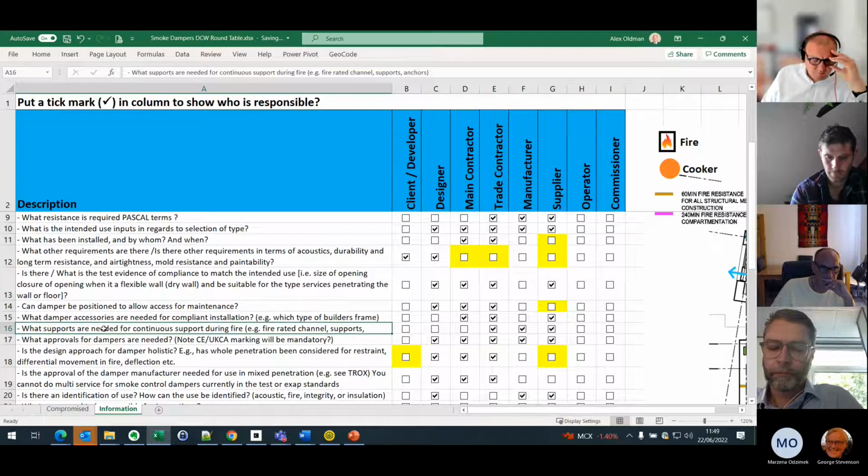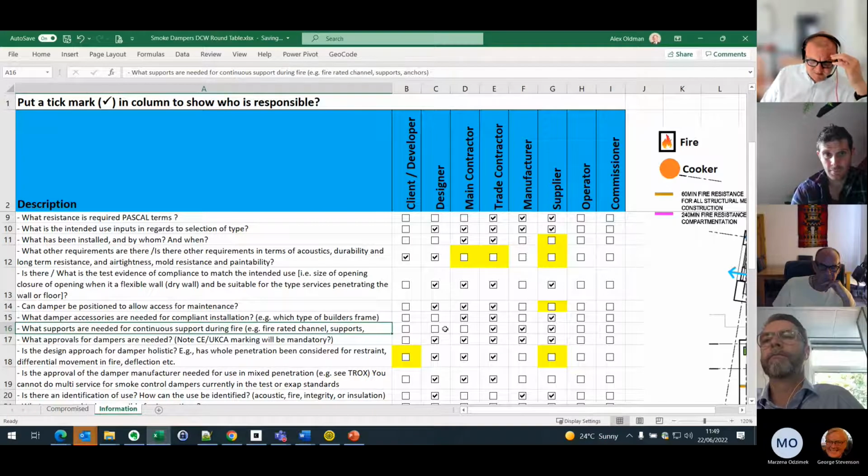What does this mean? What supports are needed for continuous support during fire? Fire rated channels, supports, anchors. Is that literally physical attachments? Yeah, I would have thought so, to make sure it continues working during a fire event. Okay. And is that not going to be the designer then?